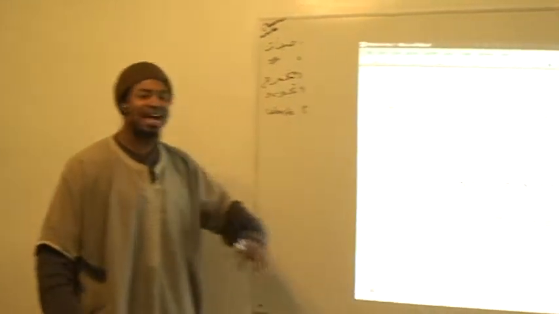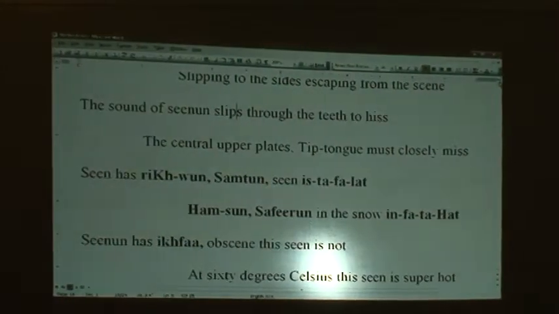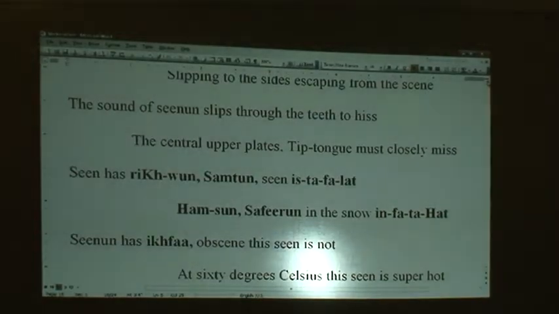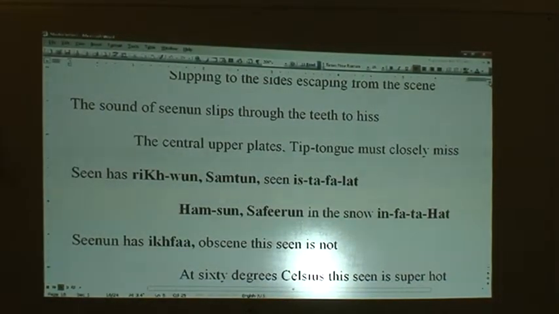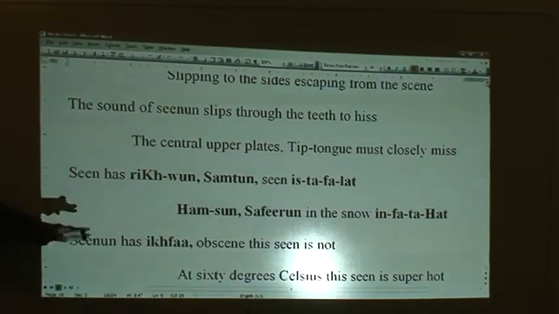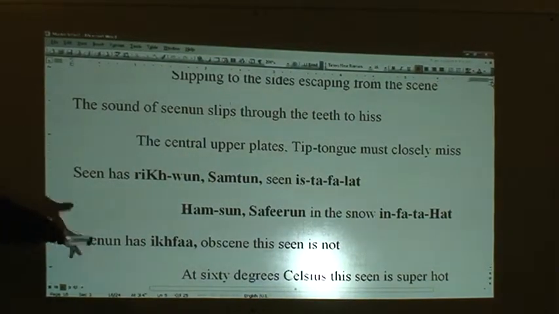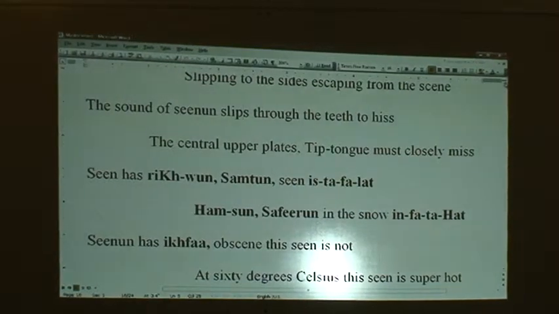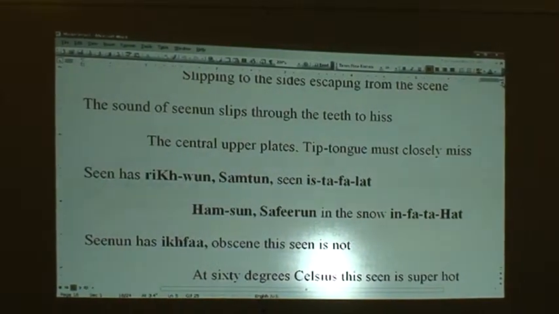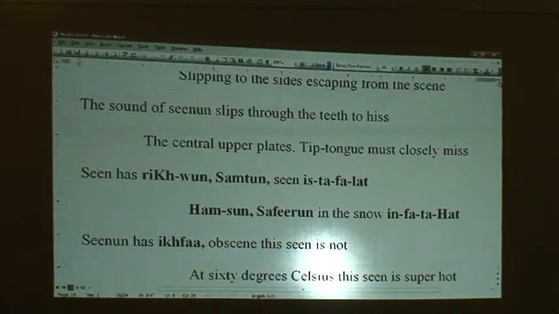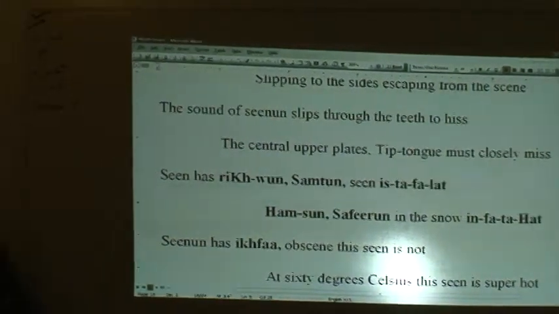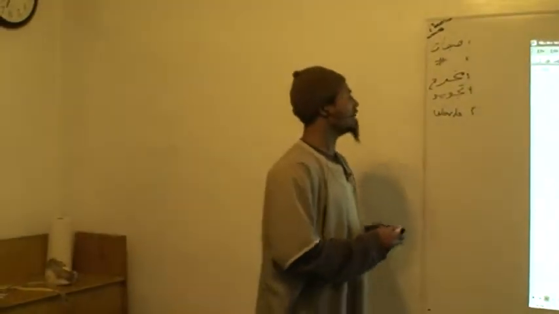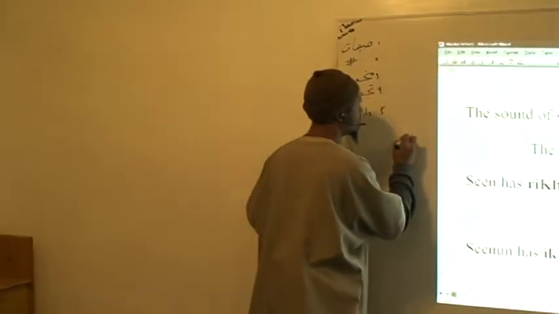Then the last part, this is just to complete the bait, or the verse. At 60 degrees Celsius, this scene is super hot. Here, the description was all in a mountainous range of someone skiing. At 60 degrees is very hot. But what he's trying to show is that 60 is the numeric value of sin, so that those people would know that. And Celsius is just used so you can practice the sin sound, as it comes 3 times in that word, Celsius. That's all we have with that one. That's the sin. Going down to the next letter.